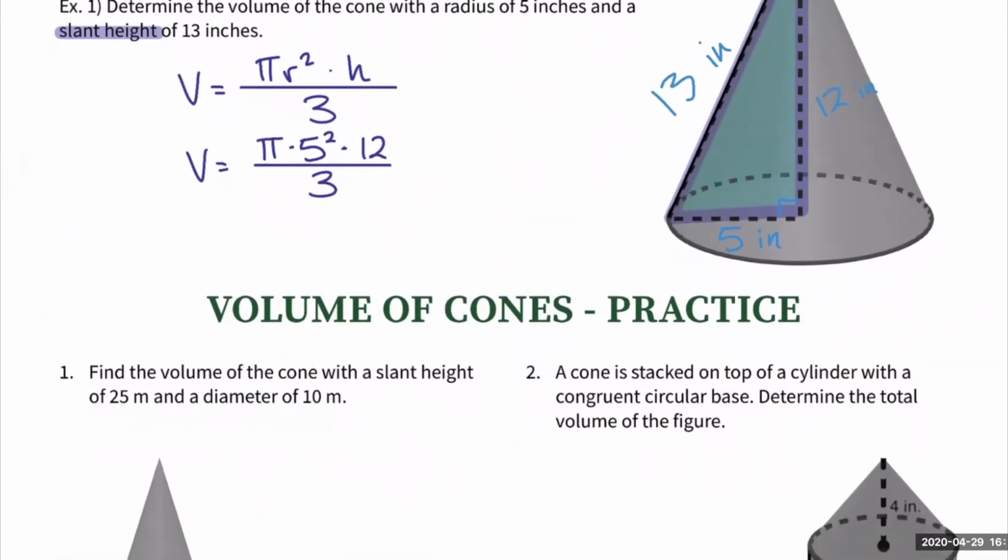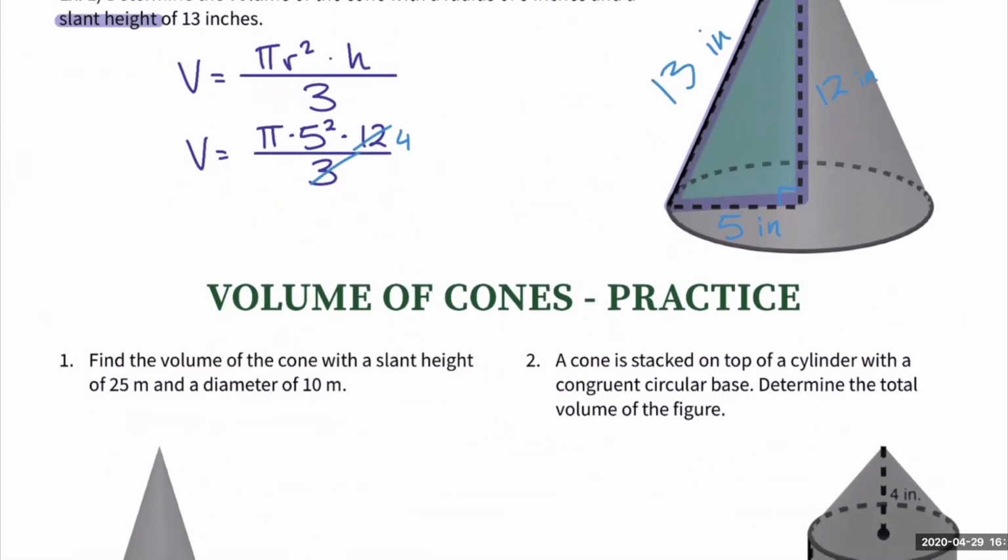Right? And now I can see that my 12 and my 3 will reduce down to 4. And this 5 squared is 25. So the volume is equal to pi times 25 times 4, which is 100 pi, quick maths. Our unit was inches, and we were talking about volume, inches cubed.